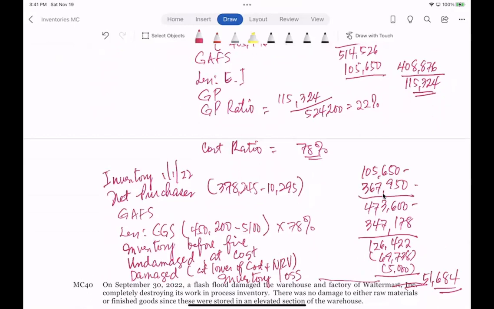Again, from the inventory before FAR, the undamaged goods will have to be deducted at cost. If the selling price is given, you convert that into cost, whereas the damaged goods will have to be deducted at the lower of cost and NRV.